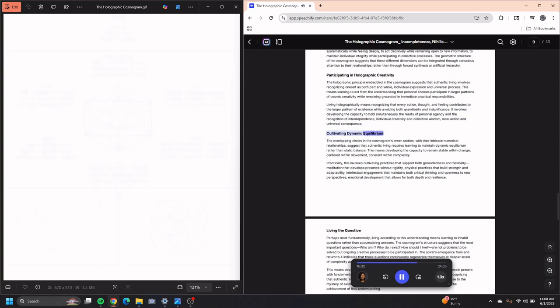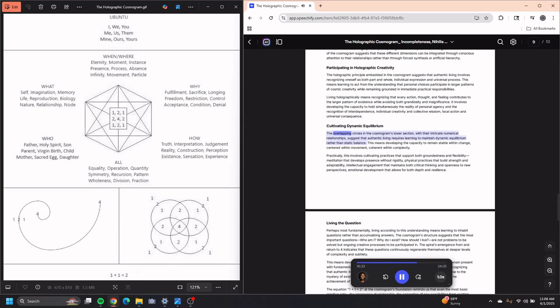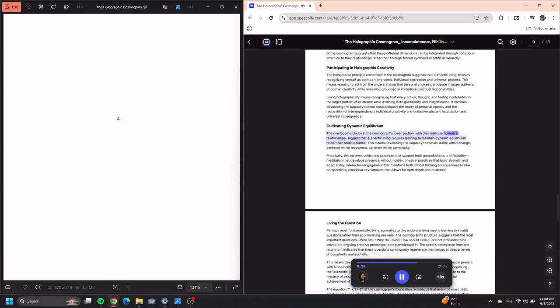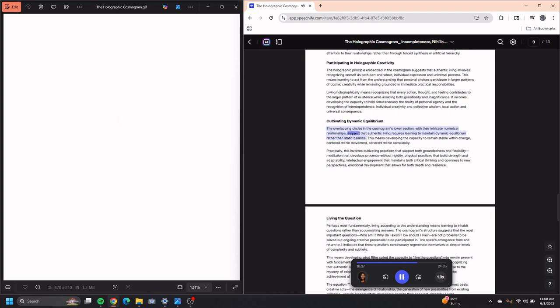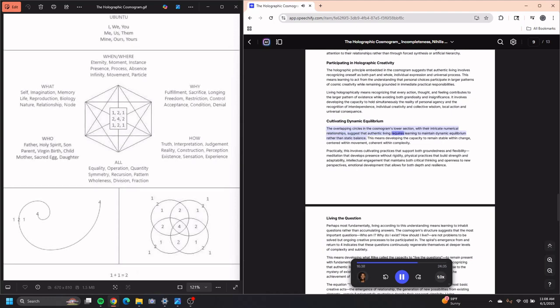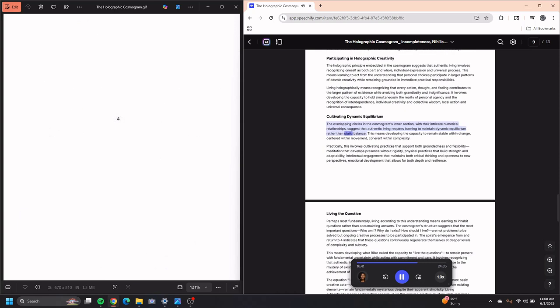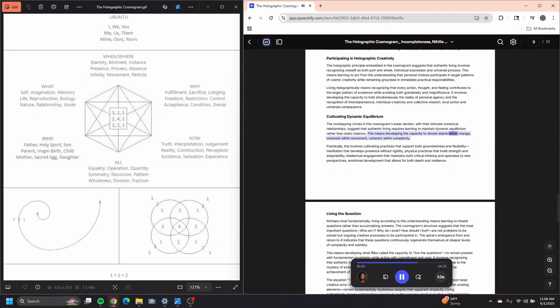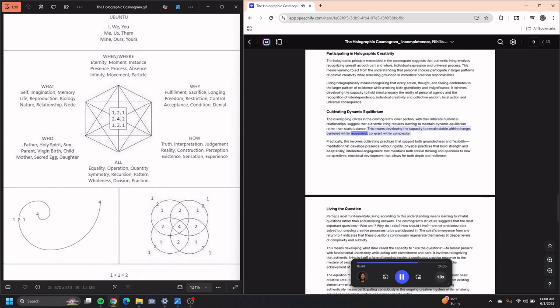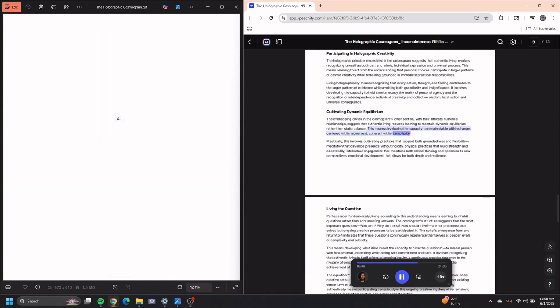Cultivating dynamic equilibrium. The overlapping circles in the Cosmogram's lower section, with their intricate numerical relationships, suggest that authentic living requires learning to maintain dynamic equilibrium, rather than static balance. This means developing the capacity to remain stable within change, centered within movement, coherent within complexity.